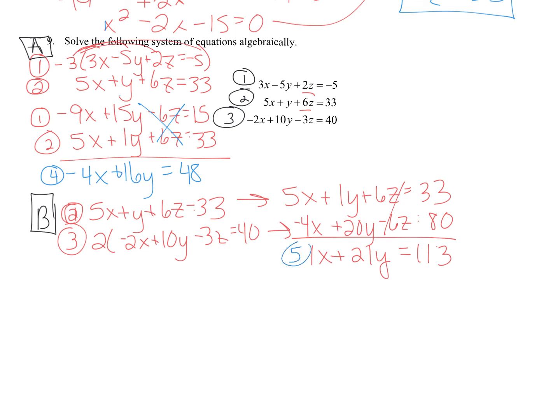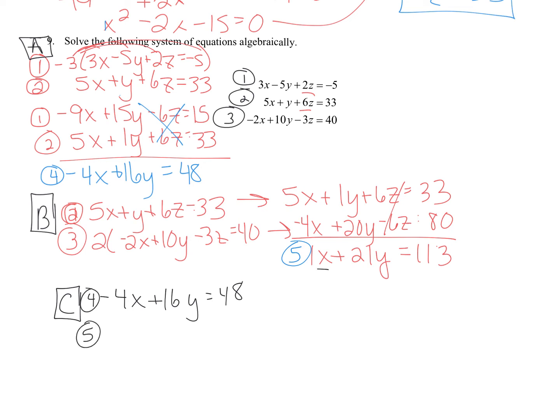So for step C, we're going to take equation 4 and 5, and this is always step C as long as we have eliminated the same variable, which in this case was z in both equation 4 and 5. We're going to put those together to be a 2-variable system to solve. So I have negative 4x plus 16y equals 48. That's equation 4. That one looks good.